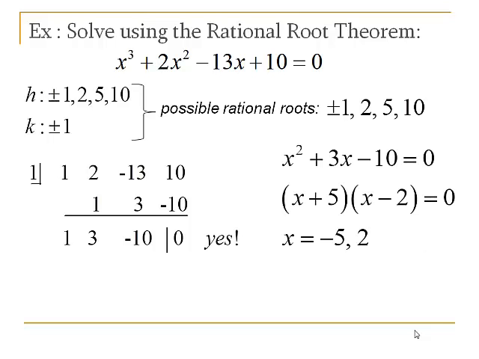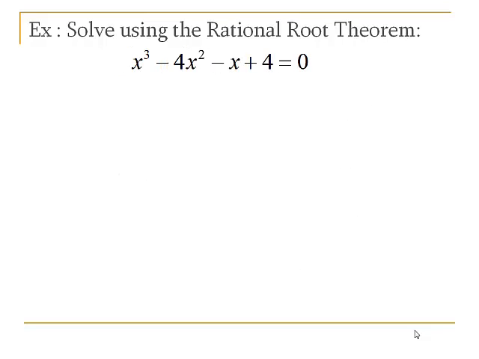Then you're left with x squared plus 3x minus 10, which can be factored. And if I factor it, I get x equals negative 5 and x equals 2. So the ones that work are negative 5, 2, and also don't forget the 1 that you plugged in synthetically.